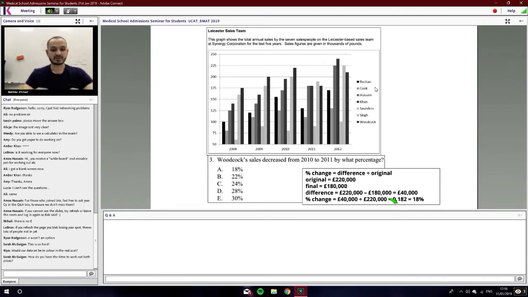A lot of students also, I see this in class all the time, then try to multiply that by 100. Remember, that wastes time. What you can do, just get in the habit of seeing a decimal and converting it to a percentage straight away. So 0.182 is around 18%. So that's the answer. A is the correct answer.